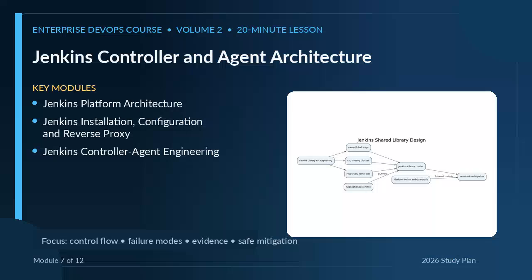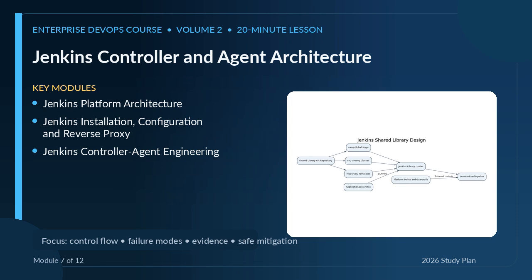Jenkins controller and agent architecture. The module on Jenkins platform architecture establishes the following ideas. Figure 5. Jenkins controller and ephemeral agent architecture. The controller maintains job configuration, schedules work, stores pipeline state, serves the UI and coordinates. Build execution should be moved away from the controller. A controller with executors enabled becomes a larger attack surface and a resource contention risk.